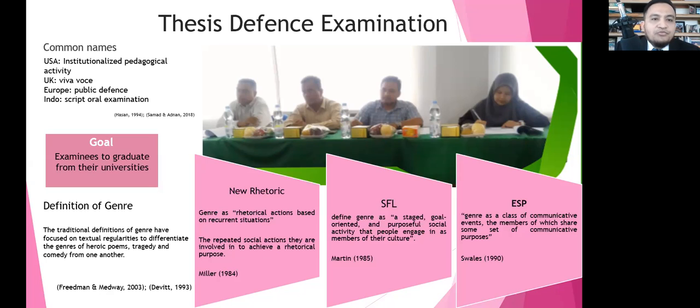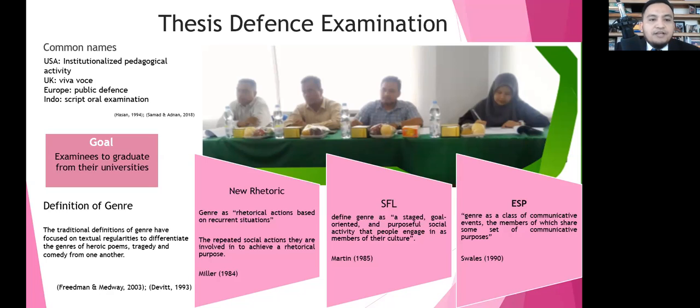The goal of thesis defense examination is actually a requirement for students to graduate from their universities. And thesis defense examination has its own genre. But before we go on to that part, we would like to explain a little bit of theory about genre. So we start from the definition of genre.